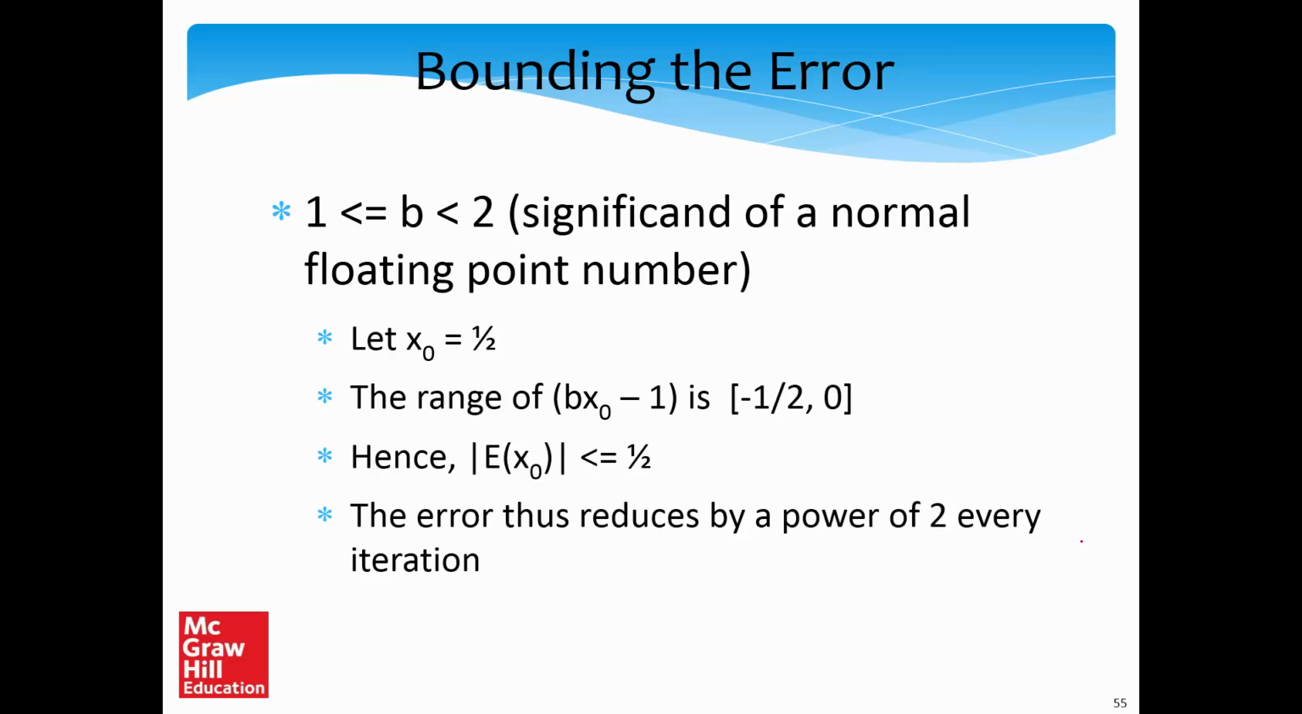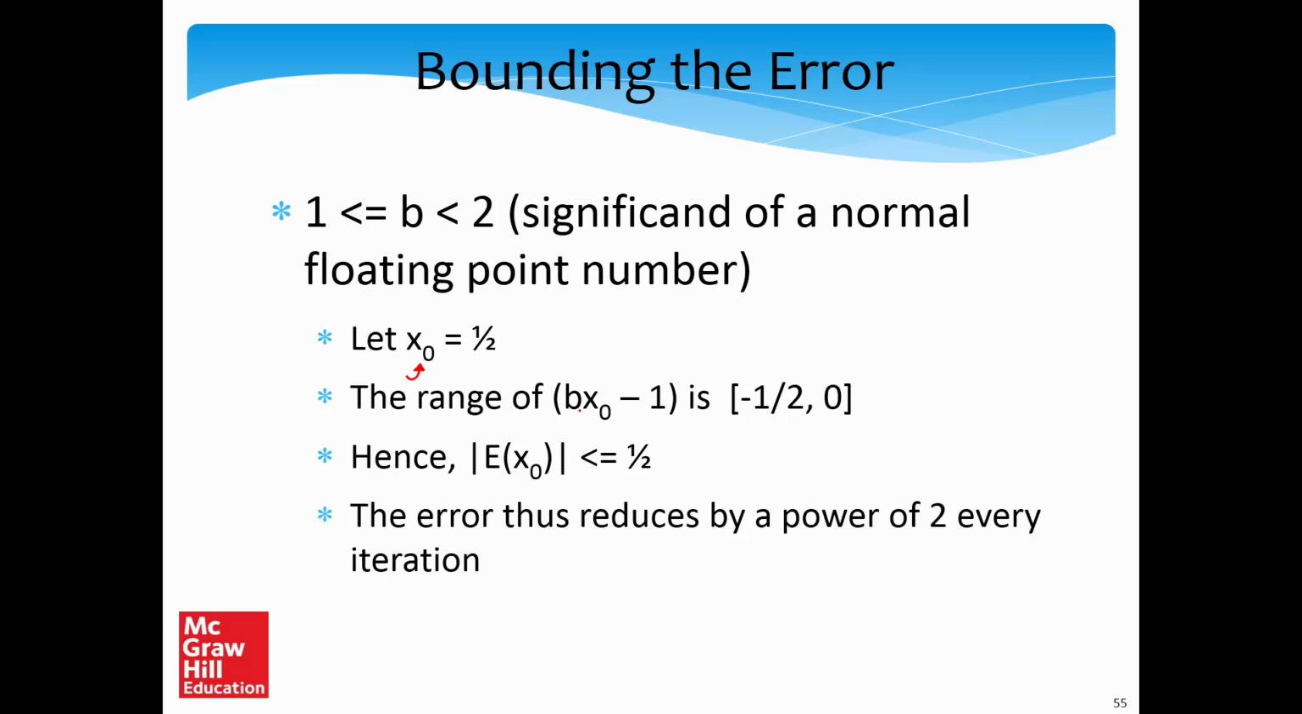The way we will use this result is like this: let us now try to put a bound on the error. So we know that since b is actually representing the significand of one of our floating point operands, it is between 1 and 2. So 1 is less than or equal to b is less than 2 is the significand of a normal floating point number. So let our first guess x0 actually be half.